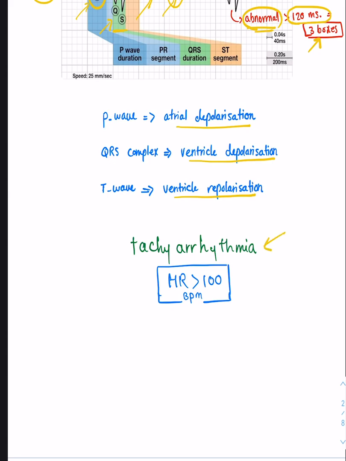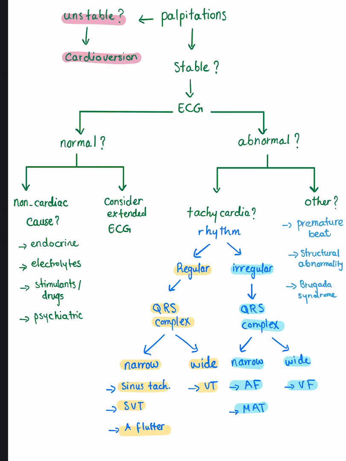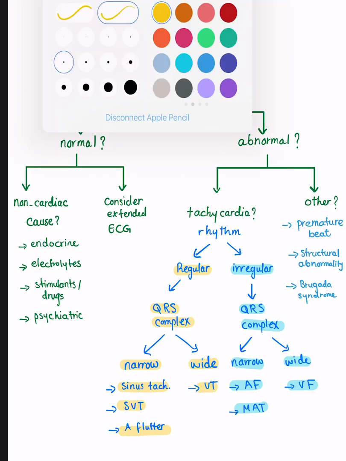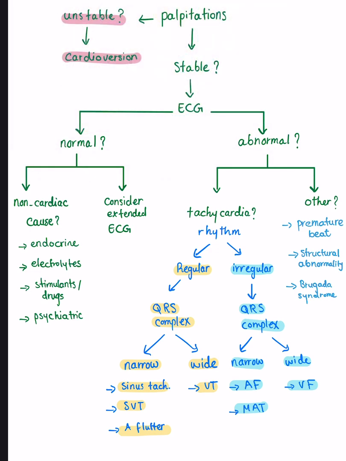Tachyarrhythmia or tachycardia is when you have a heart rate that is more than 100 beats per minute. Normal heart rate is between 60 to 100 beats per minute, and here I'm talking about adults, not children. Now I want to discuss a general framework if a patient comes to the clinic with palpitations.